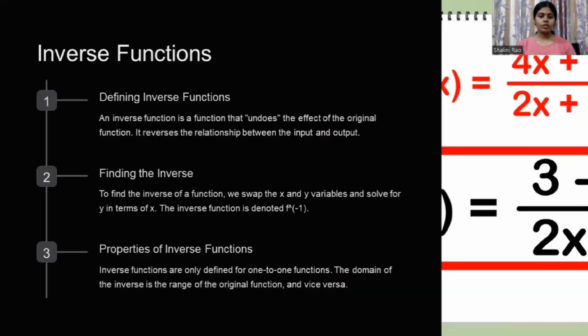Inverse function is a function that undoes the effect of the original function. It reverses the relationship between the input and output. Finding the inverse. To find the inverse of a function, we swap the x and y variables and solve for y in terms of x. The inverse function is denoted as f to the power minus 1. Properties of inverse functions. Inverse functions are only defined for one-to-one functions. The domain of the inverse is the range of the original function and vice versa.